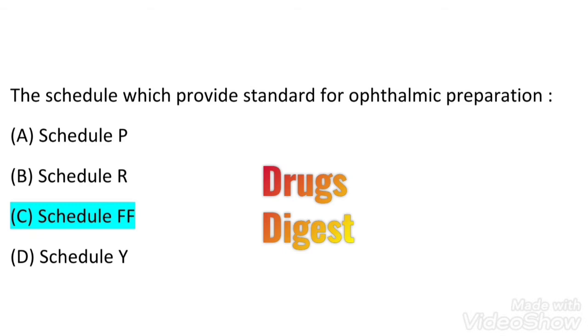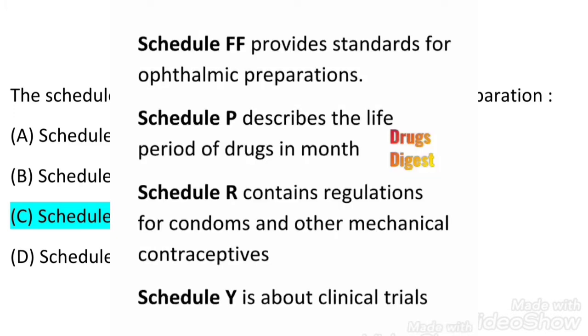Next question. The schedule which provides standard for ophthalmic preparation. Options are Schedule P, Schedule R, Schedule FF and Schedule Y. The right answer is Schedule FF. Schedule FF provides the standards for ophthalmic preparations.